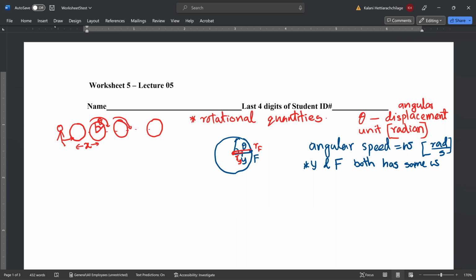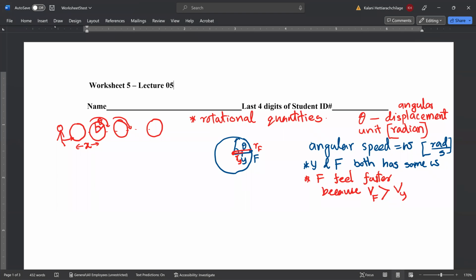Now, definitely you and your friend have different radii. Because of that, your friend feels faster, because V for your friend is greater than V for you. V is the linear speed, not the angular speed, linear speed.